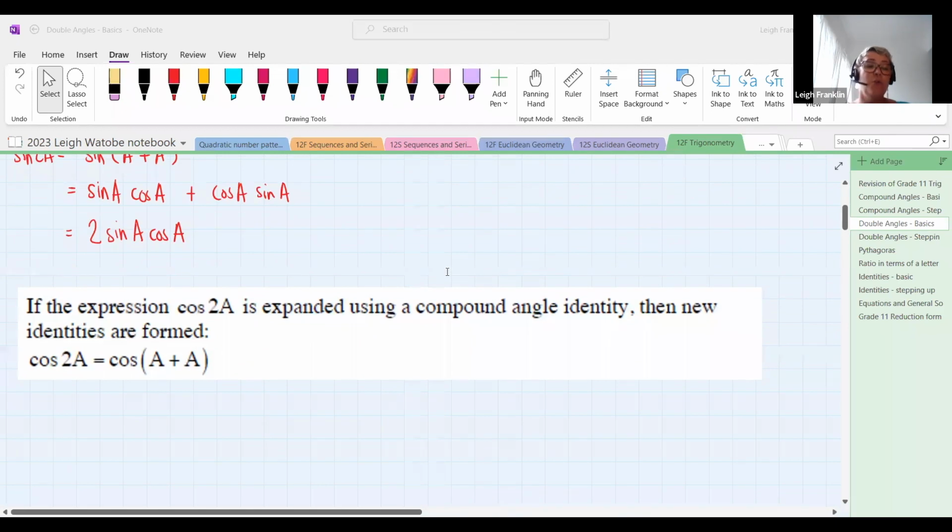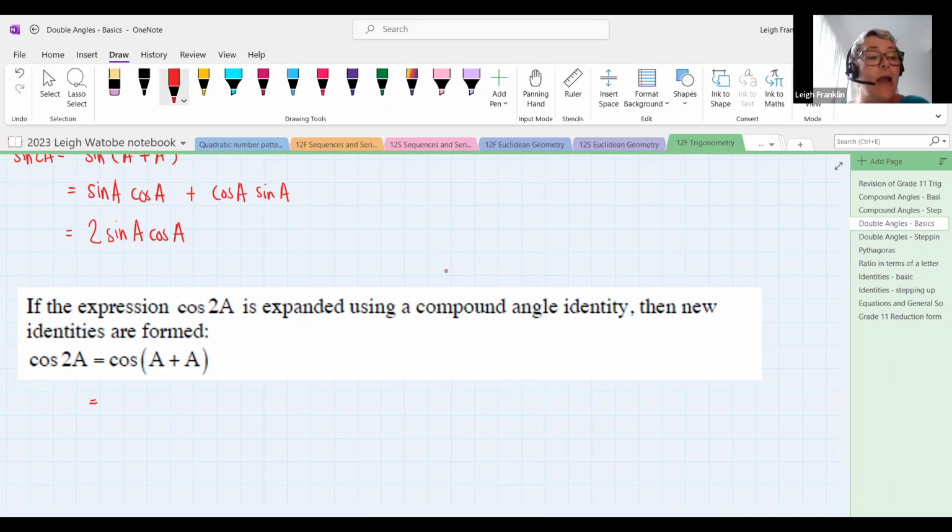Okay, cos 2A is a little bit different. Cos 2A is formed in the same way. First of all, it comes from a compound angle, and then from there we have our new identities being formed. So if we use our cosine compound angle, we would end up with cos A cos A, minus, because cos doesn't keep its sign, sine A sine A. Again, I'm using compound angles in order to do that.